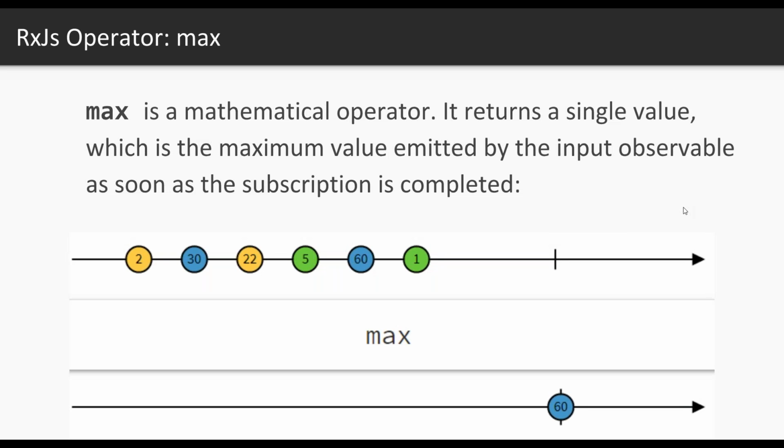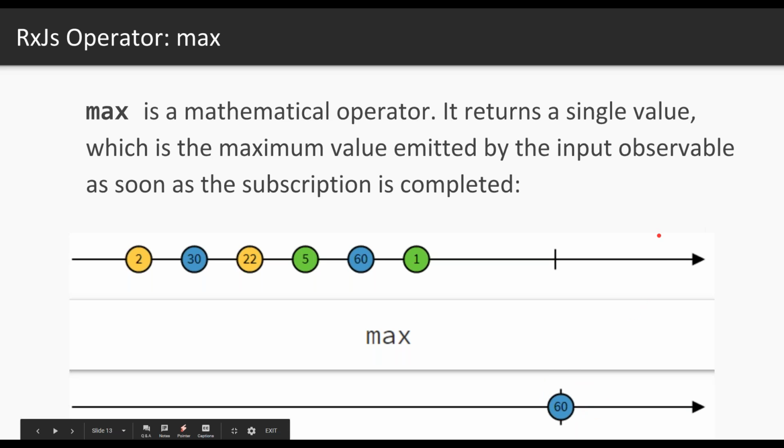So I'm going to show you a couple more examples of operators. One of them is max, for instance. Max is a math operator, and the idea is that it's only going to return one value. Assume that we have an input observable that's going to emit multiple different numbers over time and then complete. So it emits 2, 30, 22, 5, 60, and 1. Then it completes. The max operator is just going to wait for the completion of the observable and then emit the maximum value that was ever emitted here, which in that case is 60.